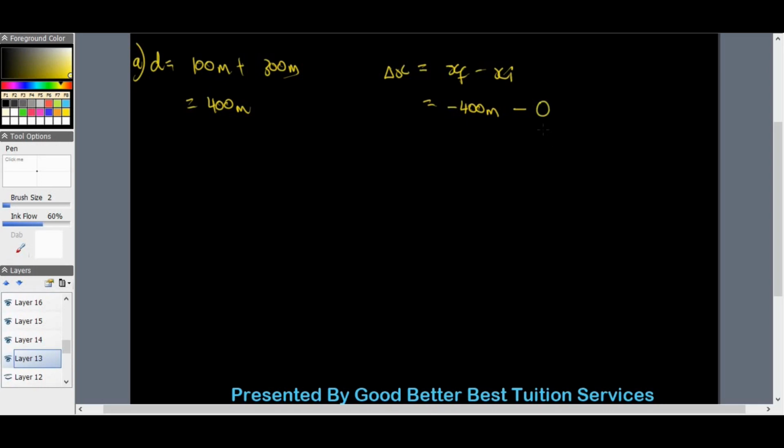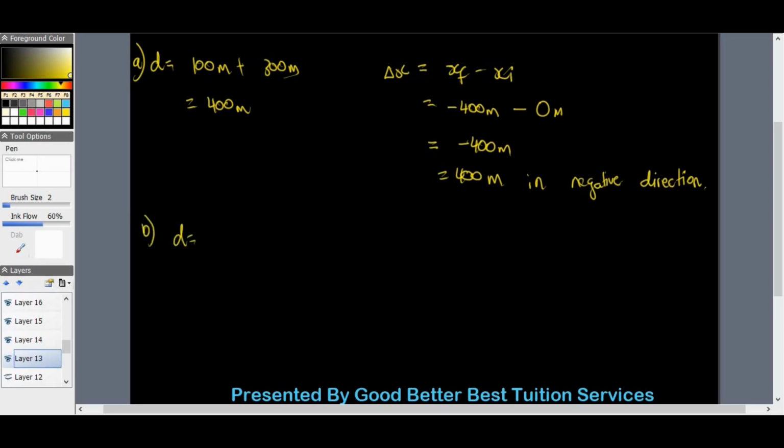The reason why we saw plus 0 earlier is because it's a frame of reference and 0 is a positive number. So I'm going minus 0 because it's a positive number anyway. So it still gives us negative 400 meters, which is basically 400 meters in the negative direction. So that's the difference there. That was for A. Let's have a look at B.